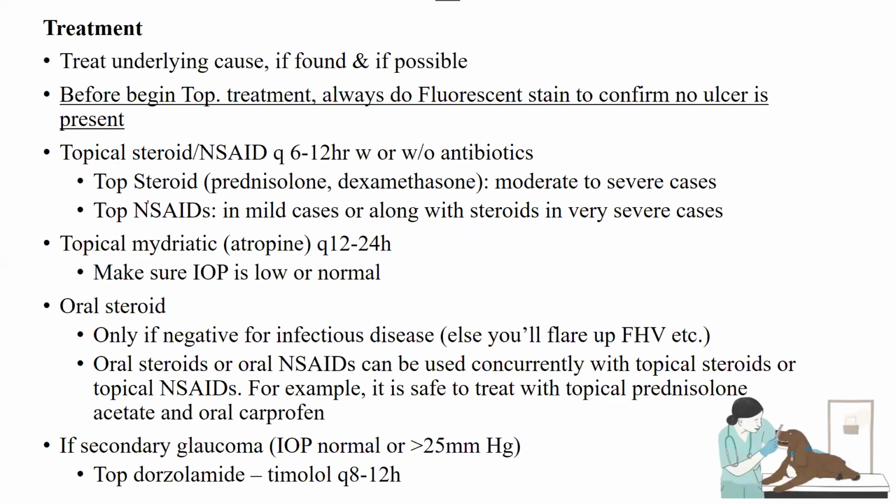Then comes the treatment. First, you have to treat the underlying cause if found and if possible. After that, you begin topical treatment. But before topical treatment, you always do a fluorescent stain to confirm that there is no ulcer present. You might take this statement as very light, but this statement is very important from the paper point of view.